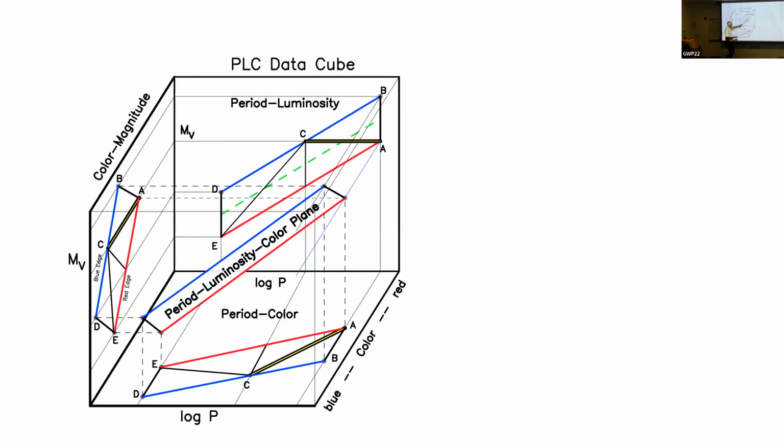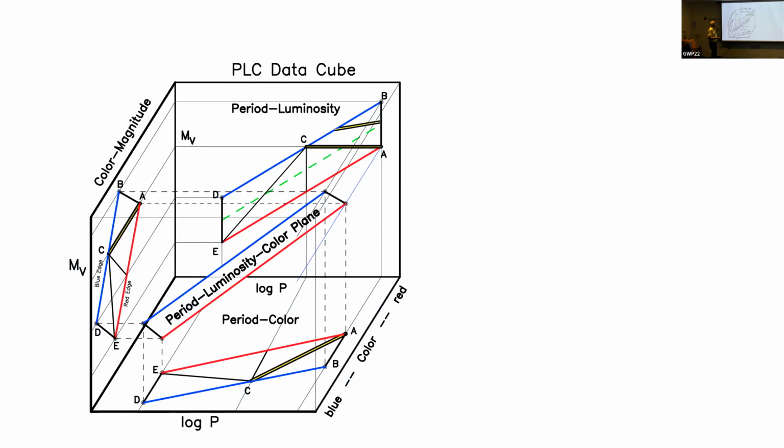we're back to this plane, the color plane, period, luminosity, a selection of stars coming from a horizontal branch. Here's the blue edge, red edge, horizontal branch stars going across here at constant magnitude. And this is the PL relation. This is not the PL relation.